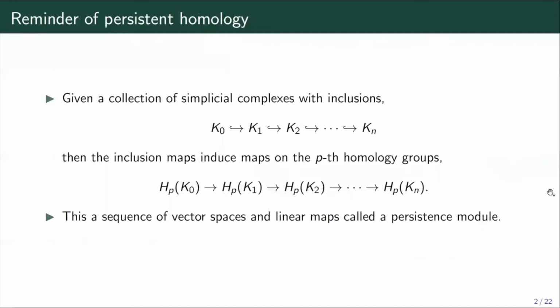Just to go into a little bit more detail, to start out, we want to be given a collection of simplicial complexes with inclusions. Using the Vietoris-Rips filtration, we have these natural inclusions because as you're increasing that distance value, you're adding more and more simplices. And so these inclusion maps induce maps on the homology groups, which give you a sequence of vector spaces and linear maps called a persistence module.